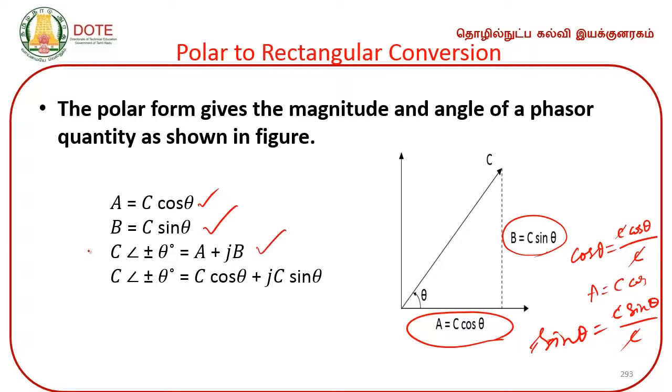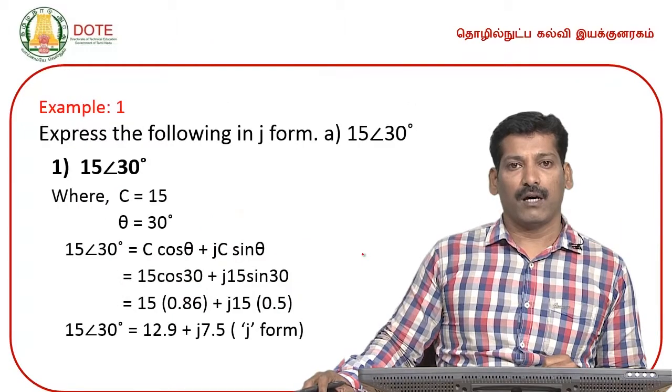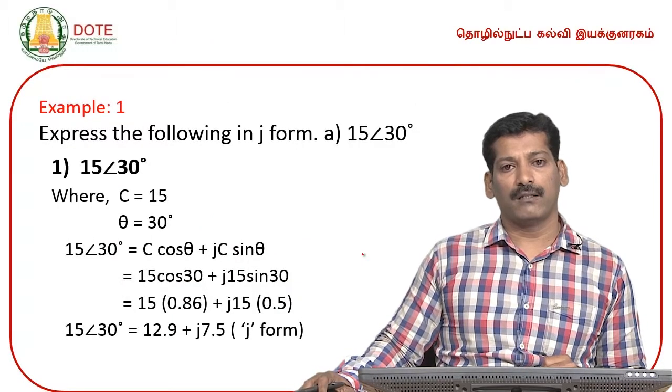So, this is in polar form and this is in rectangular form. In other words, we can say C angle plus or minus theta is equal to C cos theta plus j C sin theta. By substituting the values of A and B over here, you get C cos theta plus j C sin theta. Now, let us move on to example 1.